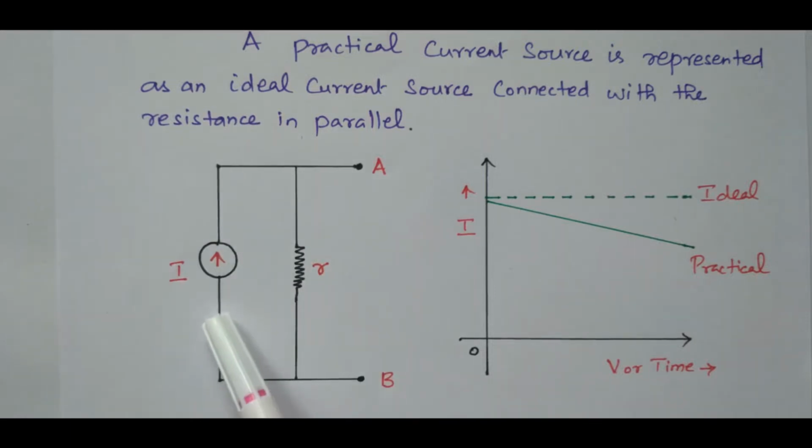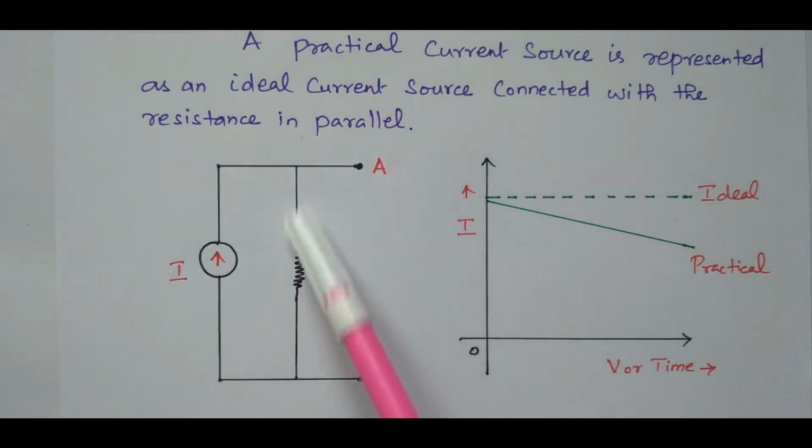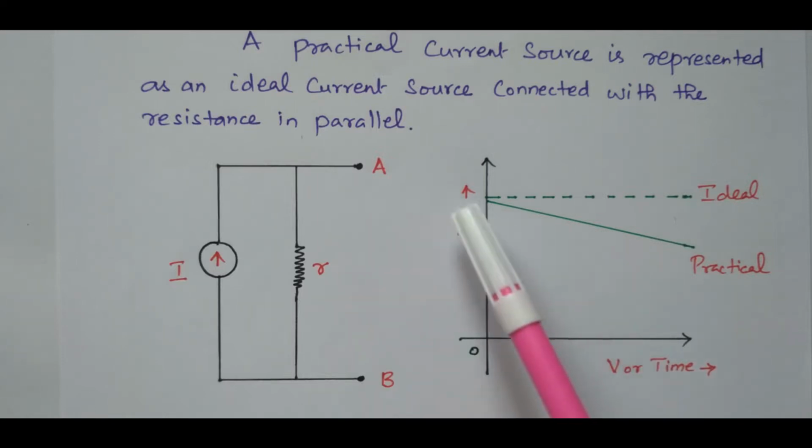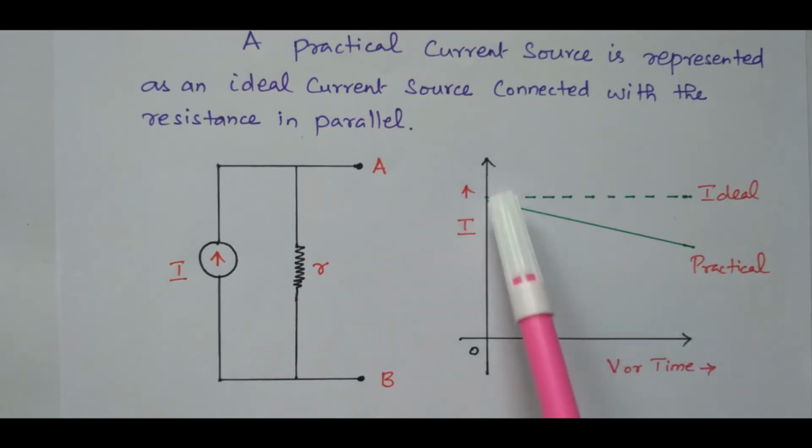The current is flowing from the current source to terminal A. Due to this resistor, some amount of current will be drawn by this resistor, so the net current will decrease. When the time increases or voltage increases, the net current to the terminal will decrease. That is represented by this diagram. This graph is drawn between voltage or time with respect to current. When the voltage or time increases or decreases, the current remains the same in case of ideal.